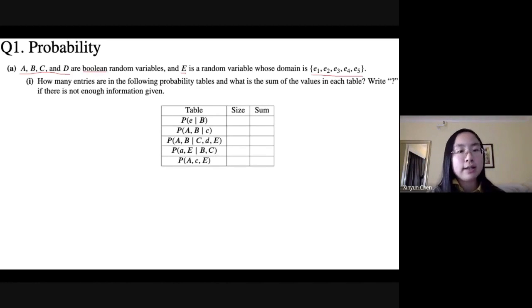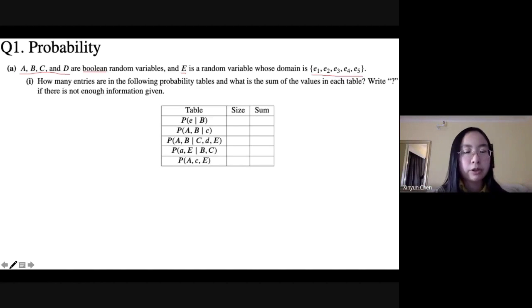Question I is asking how many entries are in each probability table and what is the sum of all the values. So basically the size of the probability table means the number of probabilities we define for each probability table. It depends on the number of different values that could be set for the random variables.